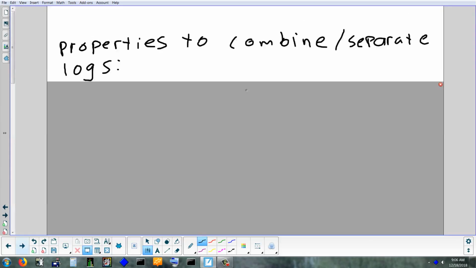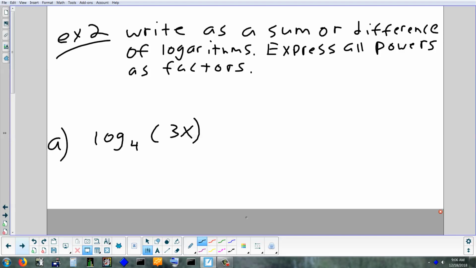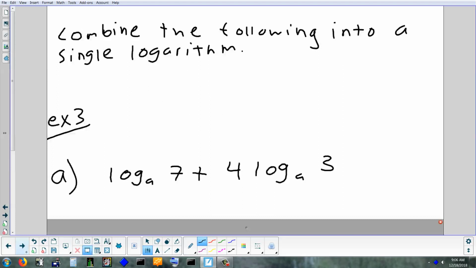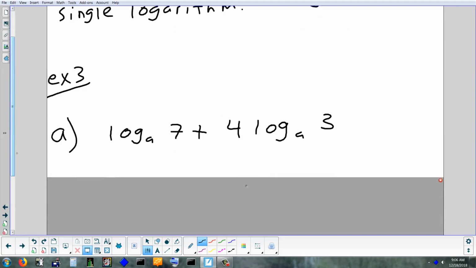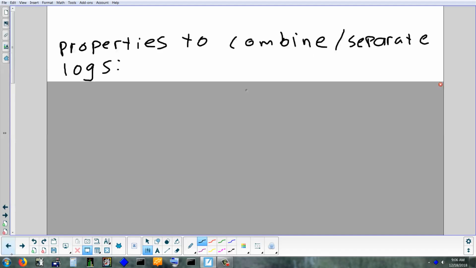Okay, second thing we're going to look at is how we can take logarithms and either combine them together or take something that's already combined and split them. So I'm going to go back in a second, but this is an example of a problem where you want to take what they're giving you, and we're going to split it into 2. This is an example where they're giving you 2 separate logs, and they're going to want you to combine it together into 1. So we're going to go through the properties for how you can do that. Does anybody already know the properties? There's really 3 basic ones.